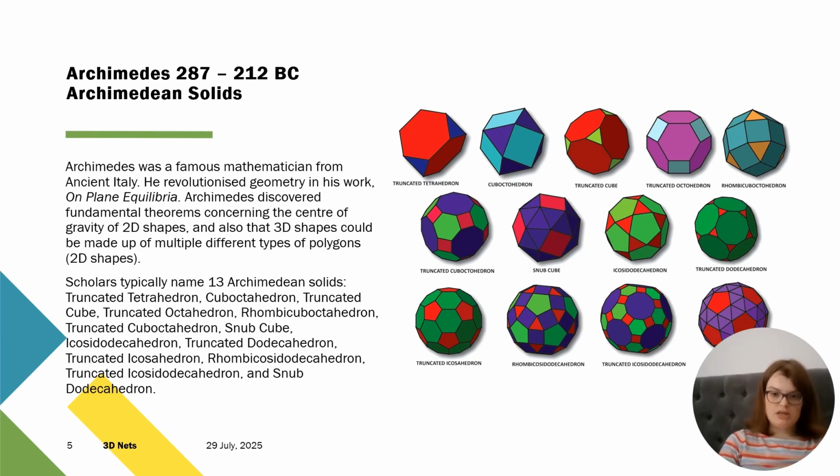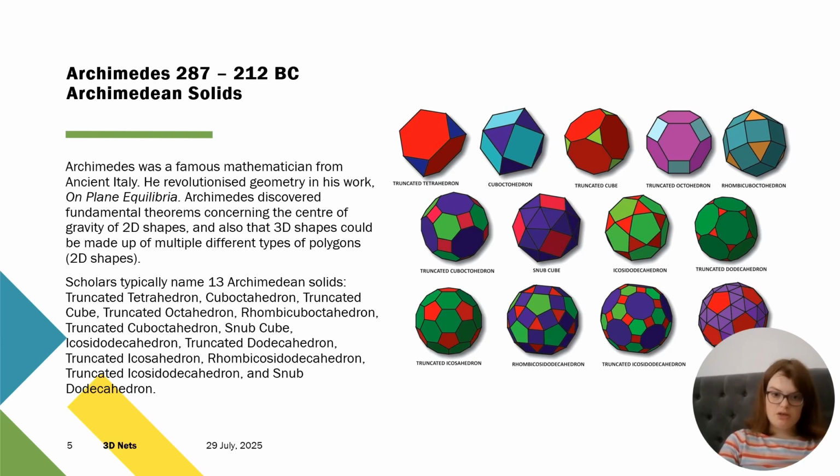Archimedes was the next main scholar to develop geometry, which is what we're studying today. So Archimedes was a famous mathematician from ancient Italy. He revolutionized geometry in his treatise on plane equilibria. He discovered fundamental theories concerning the center of gravity of 2D shapes, and also that 3D shapes could be made up of multiple different types of polygons. So for example, you might have this one, we've got a hexagon, but we've also got triangles.